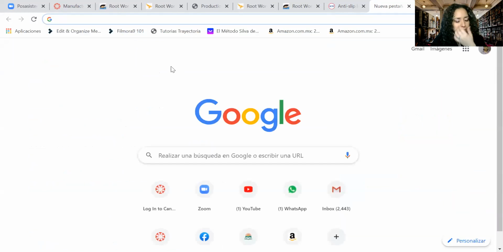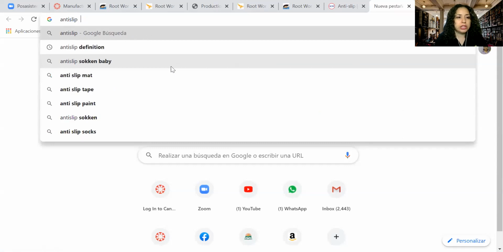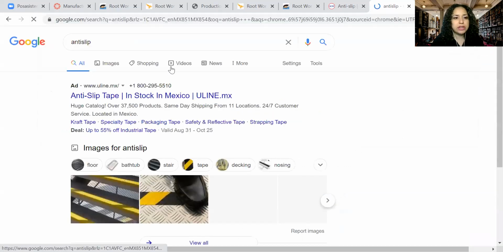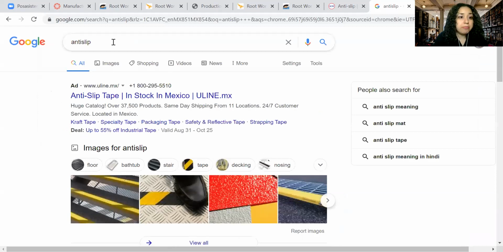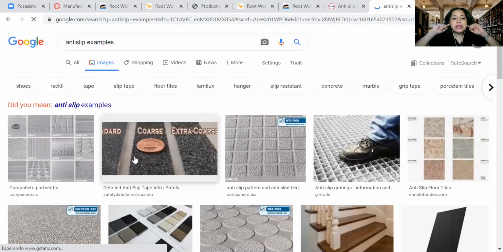So there's also another way to keep learning this. Keep going, go back to Google, write down anti-slip just by itself, no definition. Go look, or you can write down examples. If it's hard for you to understand this, go through images. And then you are going to find images. Why am I showing you this?